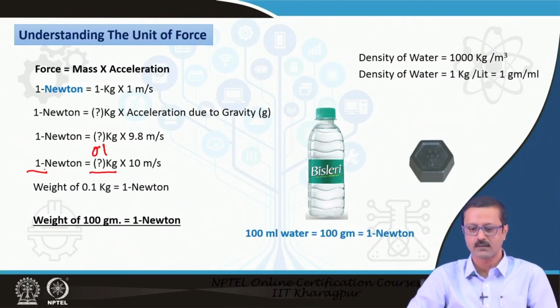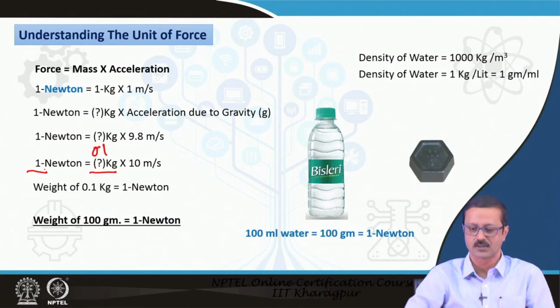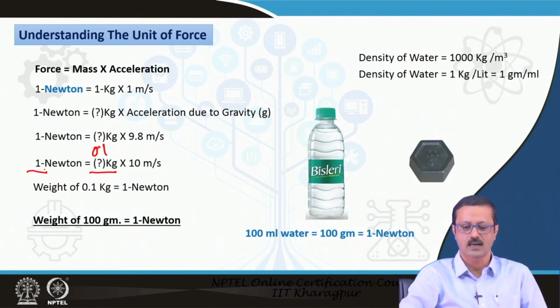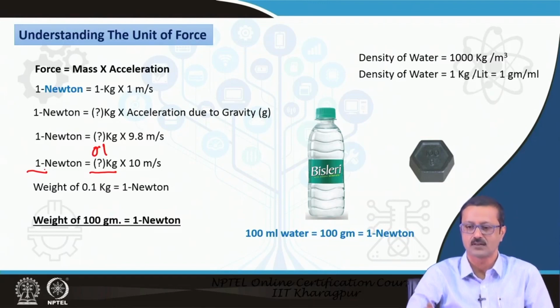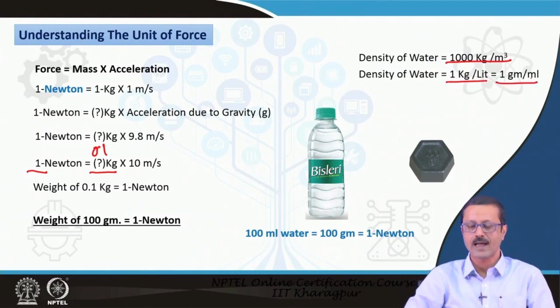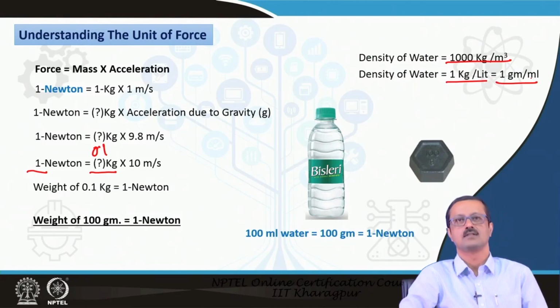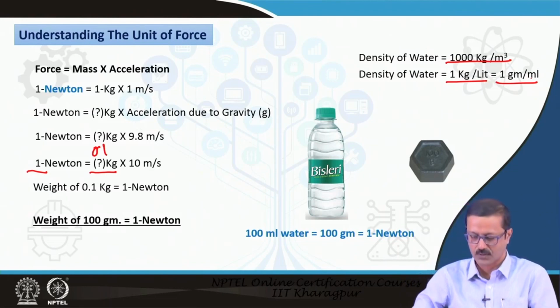If you take 100 milliliter of water, a smaller version of a Bisleri bottle, 100 milliliter of water is equivalent to 100 gram, because the density of water is 1000 kg per meter cube, or 1 kg per liter, or 1 gram per milliliter. So, the weight of that one small Bisleri bottle is equivalent to almost 1 Newton. Please remember that.